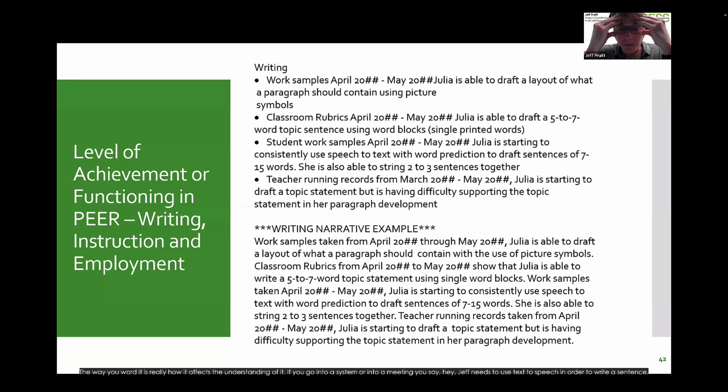If you go into a meeting and you say, hey, Jeff needs to use text to speech in order to write a sentence, that sounds a lot different than, you know what, Jeff's starting to write 5 to 7 or 7 to 15 word sentences using text to speech, and he's also able to string together 2 to 3 sentences. So one of them doesn't sound as great as the next.